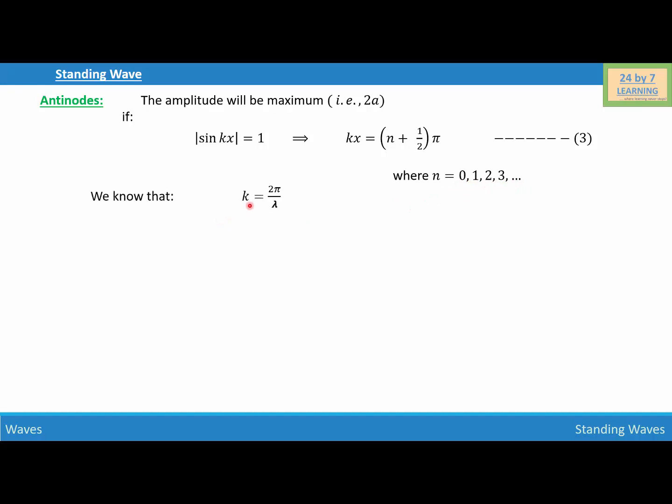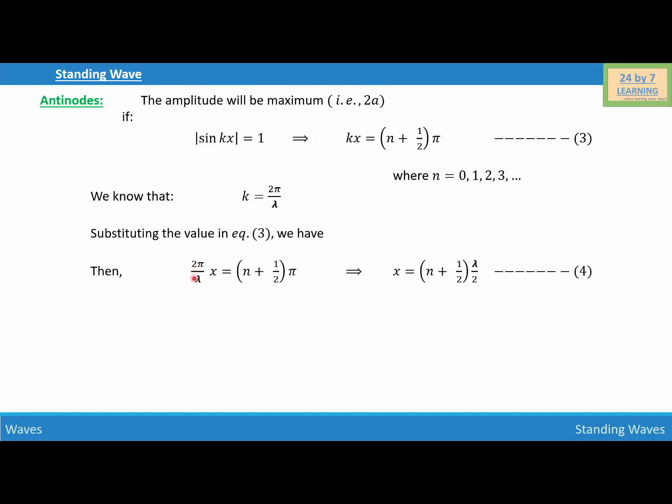We know that k = 2π/λ, so let's substitute that value in equation 3. If we do that, we will write 2π/λ times x = (n + 1/2)π. If we simplify further, we'll get x = (n + 1/2)λ/2, and let this be our equation number 4, where n = 0, 1, 2, 3, and so on. Now the position of maximum amplitude for this expression is called an antinode.